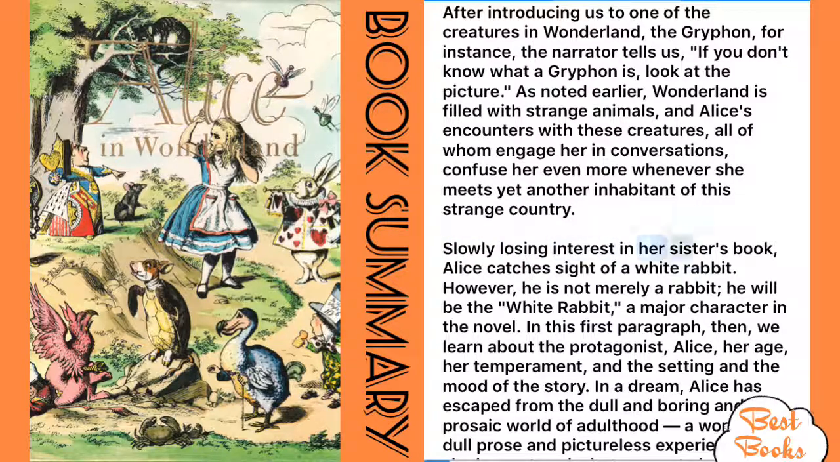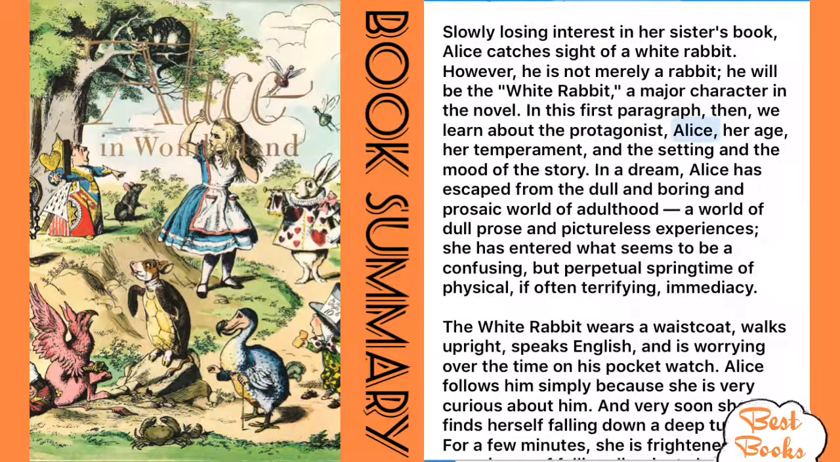Slowly losing interest in her sister's book, Alice catches sight of a white rabbit. However, he is not merely a rabbit, he will be the White Rabbit, a major character in the novel. In this first paragraph, then, we learn about the protagonist, Alice, her age, her temperament, and the setting and the mood of the story. In a dream, Alice has escaped from the dull and boring and prosaic world of adulthood, a world of dull prose and pictureless experiences. She has entered what seems to be a confusing, but perpetual springtime of physical, if often terrifying, immediacy.